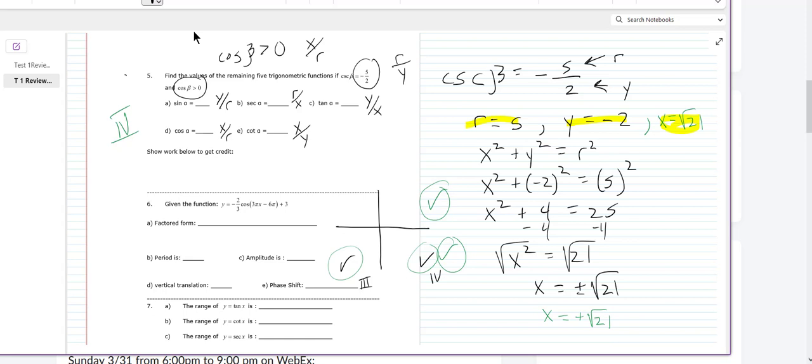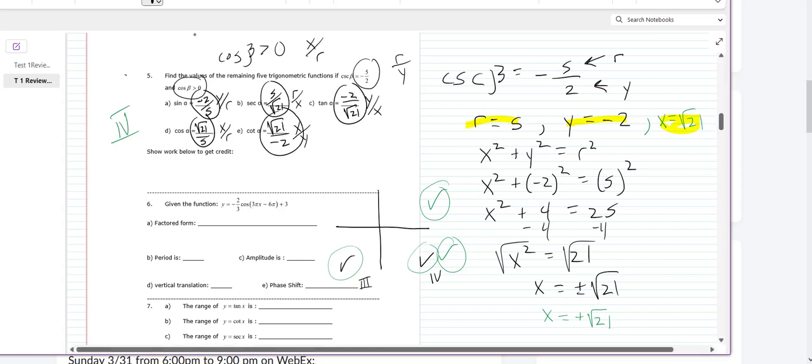And so now the sine is y over r. So that's just going to be negative 2/5 for your answer. The secant is r over x, so that will be 5 over the square root of 21, and you don't have to rationalize. Tangent's y over x, so that will be negative 2 over the square root of 21. The cosine's x over r, so that will be square root of 21 over 5. And then the cotangent's x over y, so that will be square root of 21 over negative 2. And it doesn't matter where the negative is. It's okay if you write it that way.